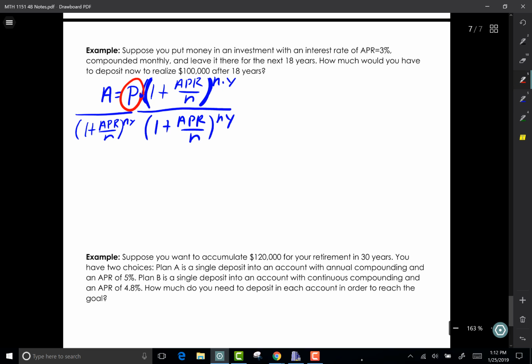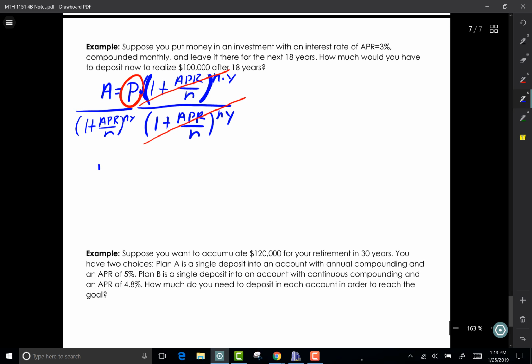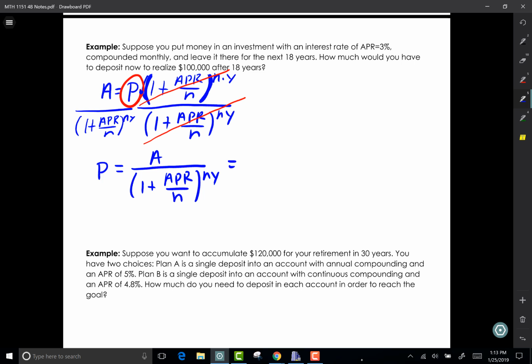So now, by dividing both sides of the equation by this big mess right here, I can cross that off. And what I'm left with is that the principal is equal to the accumulated amount divided by 1 plus APR over n raised to the power of ny. So now I can figure out what the principal needs to be if I know what my accumulated value needs to be.